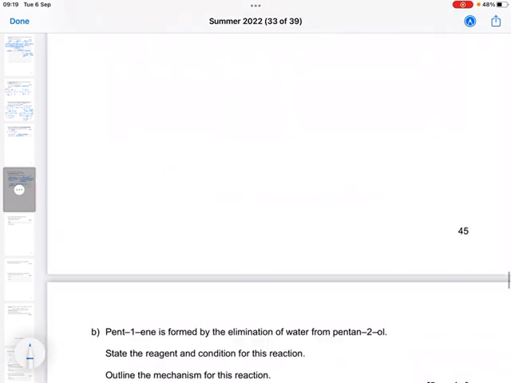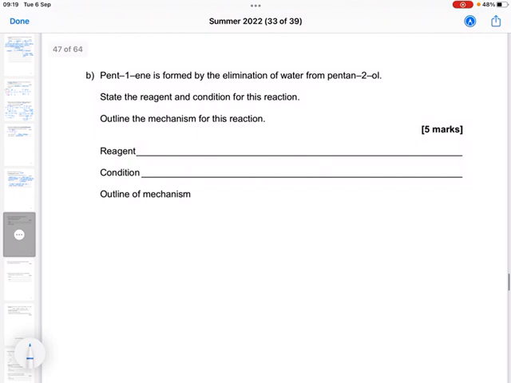Part B, pent-1-ene is formed by the elimination of water from pentan-2-ol. Outline the mechanism, state the reagents and conditions. I'm going to start with the mechanism, and we'll go back to look at the reagents and the conditions in a minute.